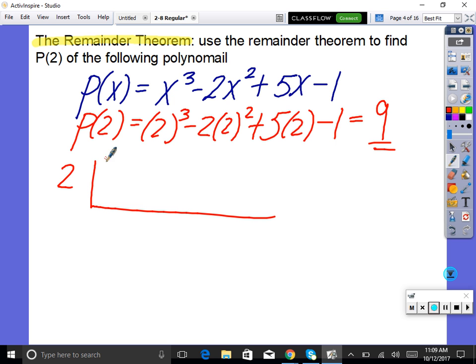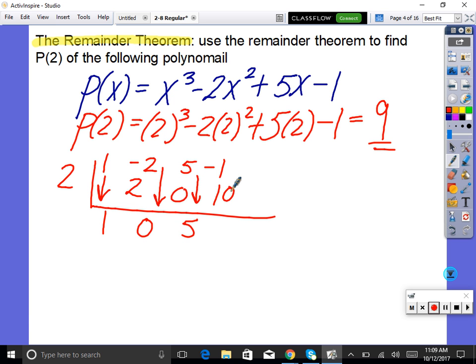So we have a 1, a -2, a 5, and -1. Just watch. Drop straight down. We add straight down, multiply up. We add straight down and multiply up. Add straight down. Times by 2. Add straight down. Do you see how my remainder is the same thing as if we just plugged in 2? So that's what it's saying. The remainder theorem is saying we can find the remainder by plugging in 2.